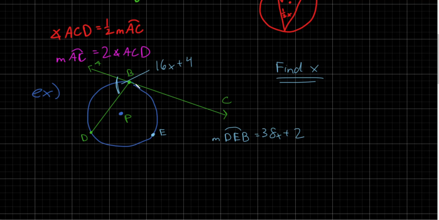Okay, what is the relationship between this entire arc and this arc right here? I have a major and minor arc of a circle. What does all the arcs of a circle add up to? Great, okay. We have 360.